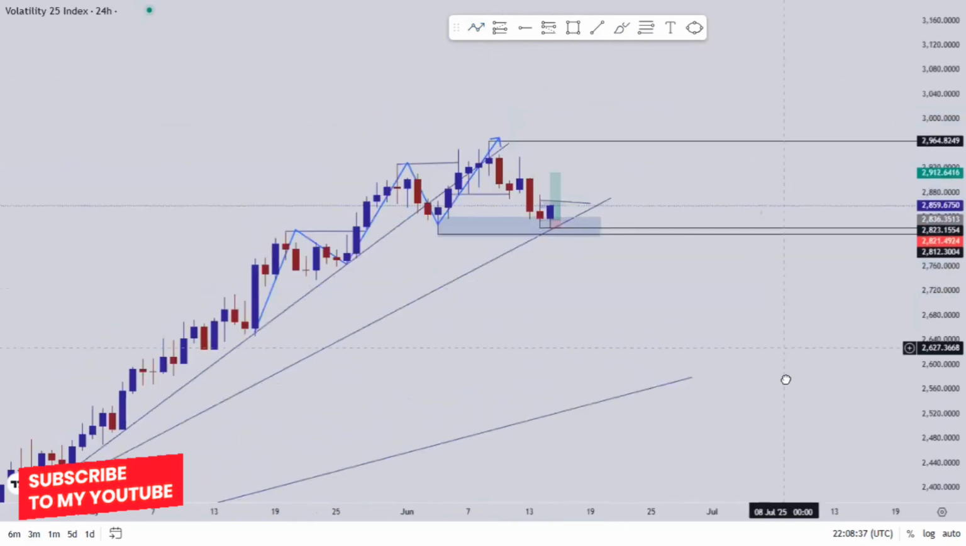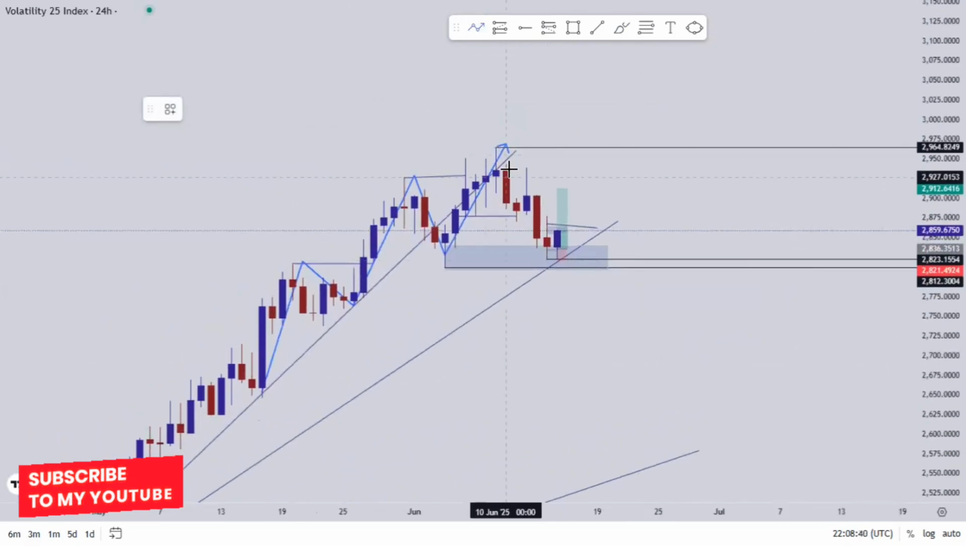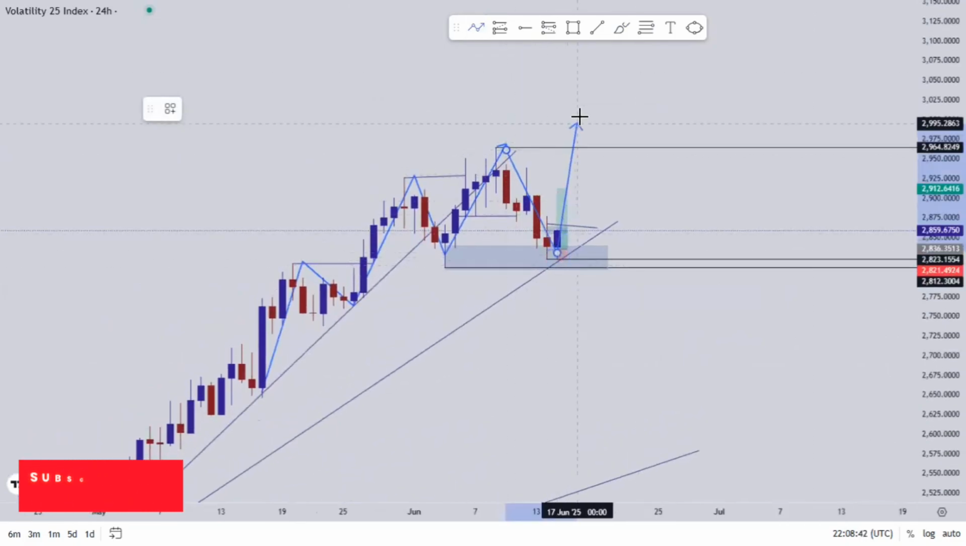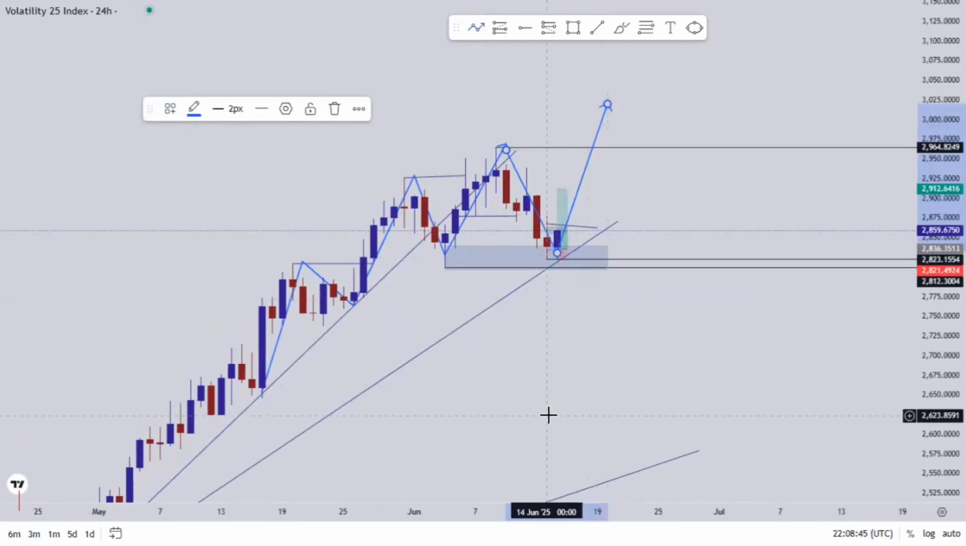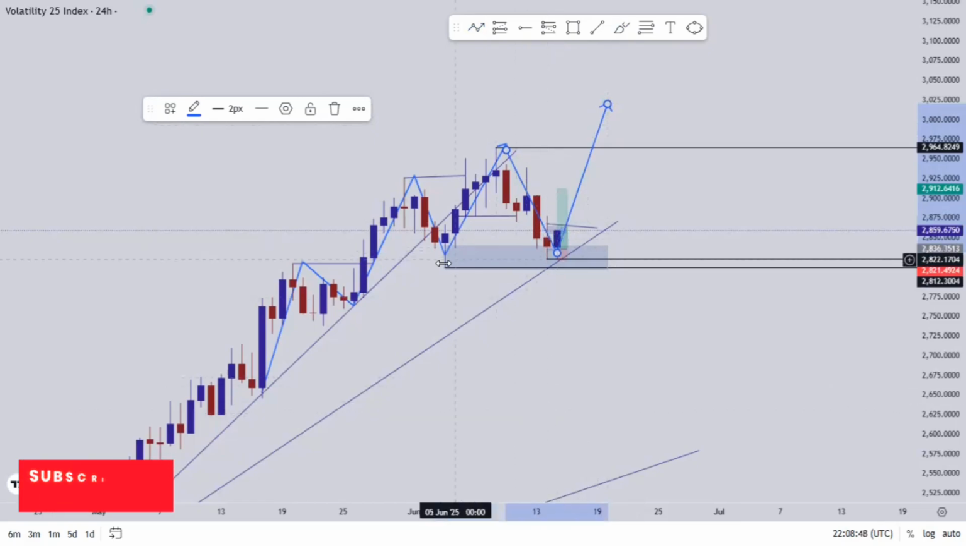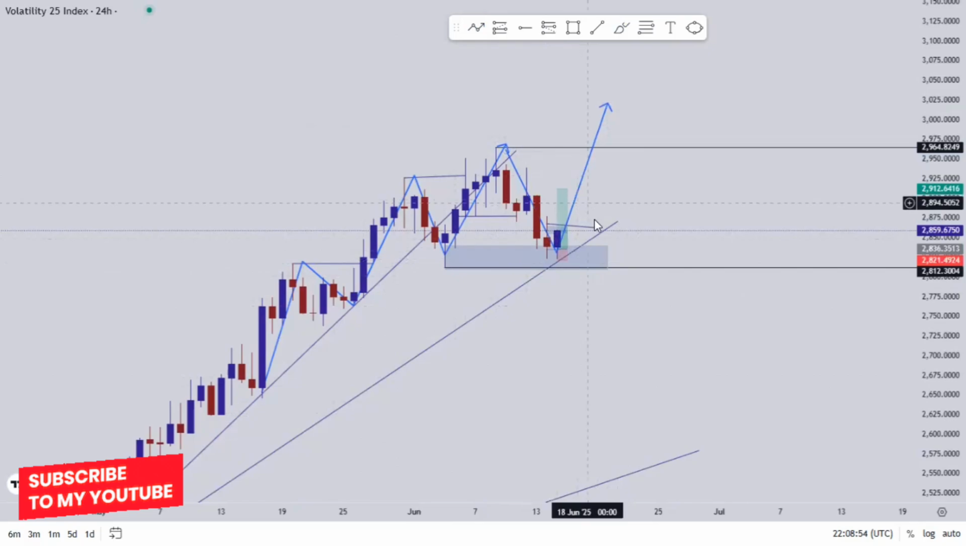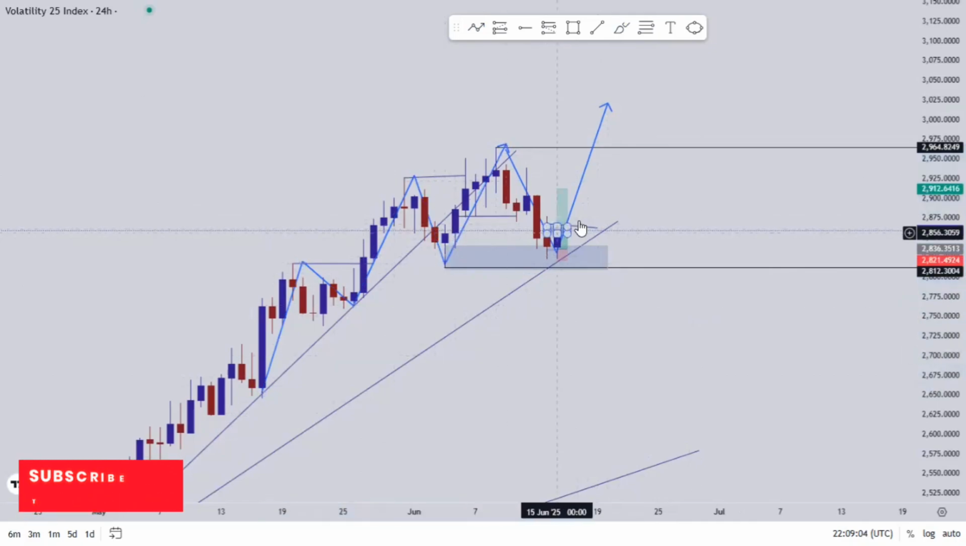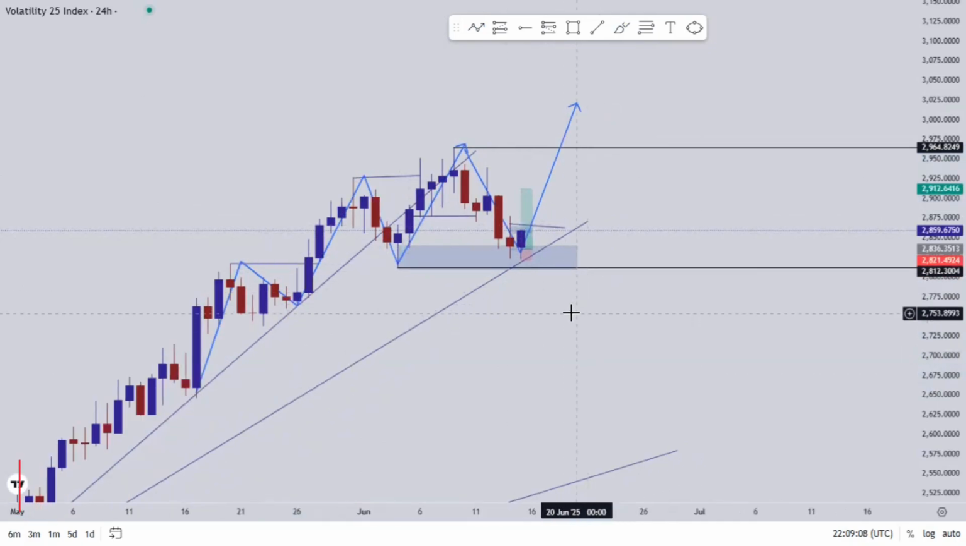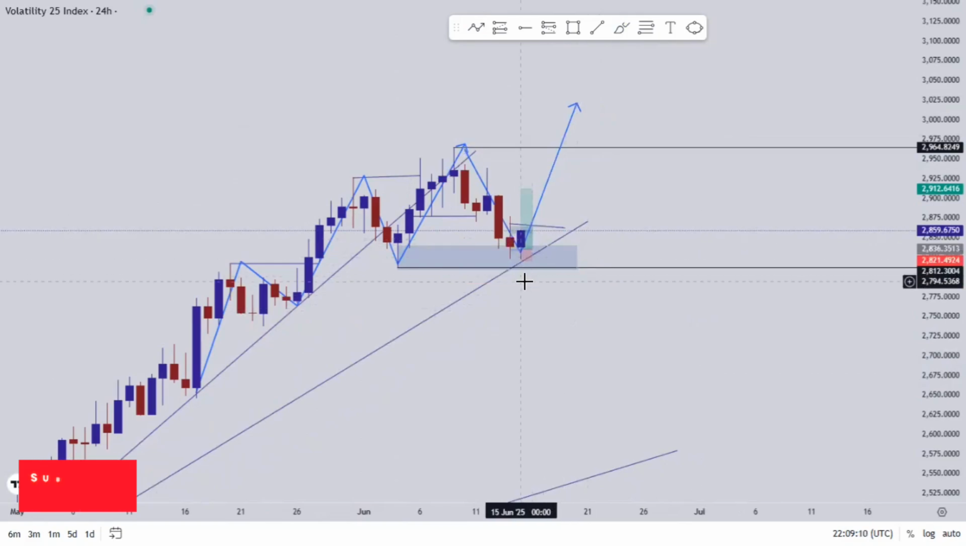So my expectation is simple. Wait for the pullback of this line and take the next what? The next impulsive leg up. Until this particular low here is being violated, I have no reason to start shorting this particular pair. This is the lowest point of this price action I can see. Until this low is being violated, I have no right to start what? Shorting the market.